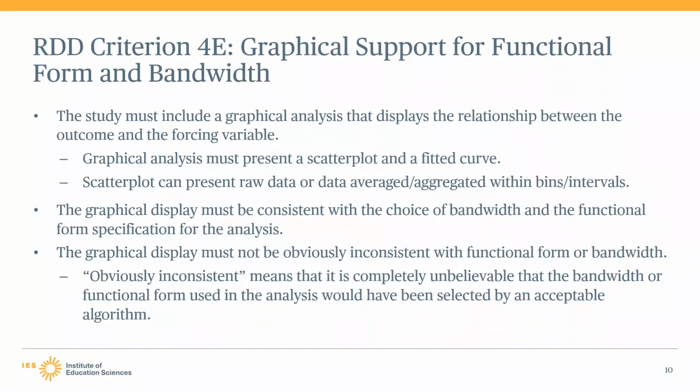For instance, if a study uses a local linear regression for the impact analyses, then the scatter plot must show that the outcome-forcing variable relationship is indeed reasonably linear within the chosen bandwidth. It is important to clarify that authors need present only the data they used for their estimates. For example, when authors only used data within a local bandwidth for impact estimation, it would be acceptable for the graphical presentation to show only the data within the bandwidth and ignore the data outside the bandwidth.